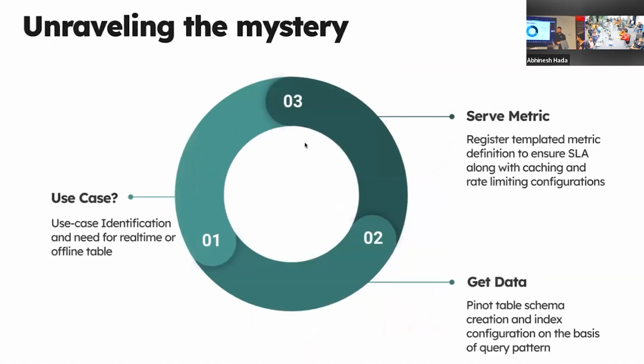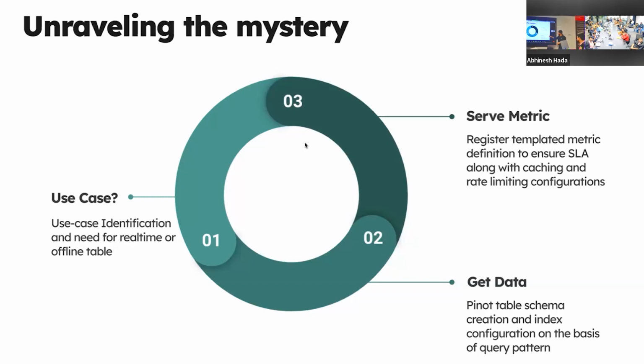So for that, we have basically divided the whole journey into 3 parts. First, we have a use case identification. I think the previous slide said someone was asking what kind of fields we should send, like do we need to send the whole order data or only the order ID itself. So in this phase, we basically identify the fields we want in these use cases and whether we need a real time or an offline table.